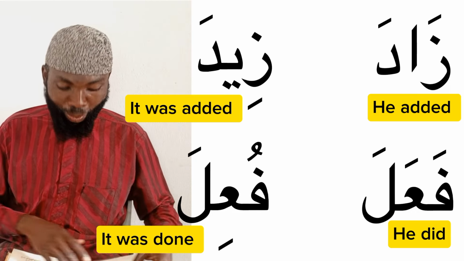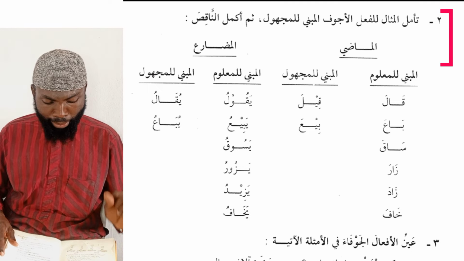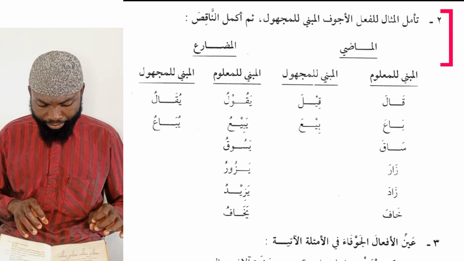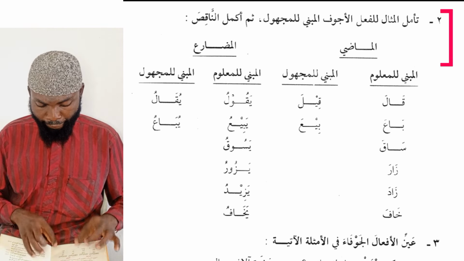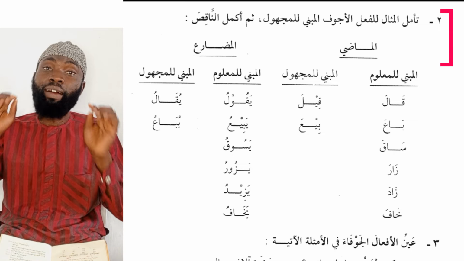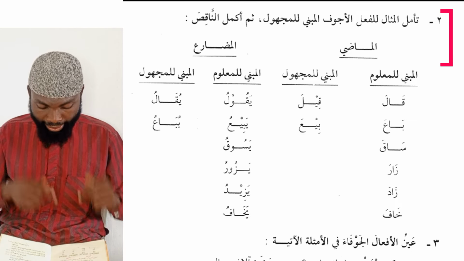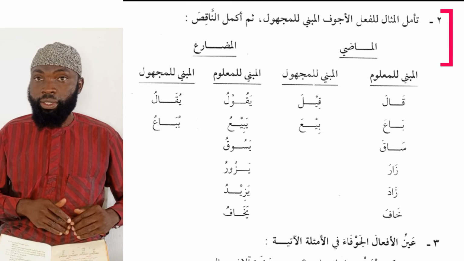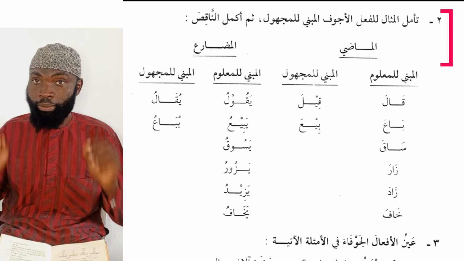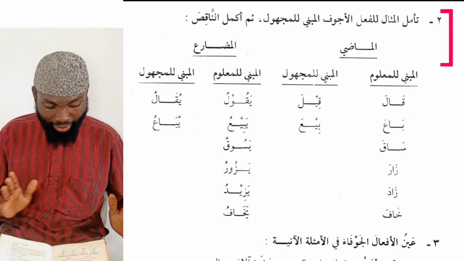Now let's quickly dive into our Durus al-Lughat al-Arabiyyah, and we have here: ta'ammal al-mithal lil-fi'l al-ajwaf al-mabni lil-majhul thumma akmil al-naqis. You are to study the following verbs, which are ajwaf verbs. What are ajwaf verbs? We have discussed them earlier. They are three-letter verbs which have their middle letter carrying ya or wa. After studying them and seeing how their passive voices are formed, we have to complete the blank spaces, doing the same thing that we have been shown here. Are we ready? Let's move on.